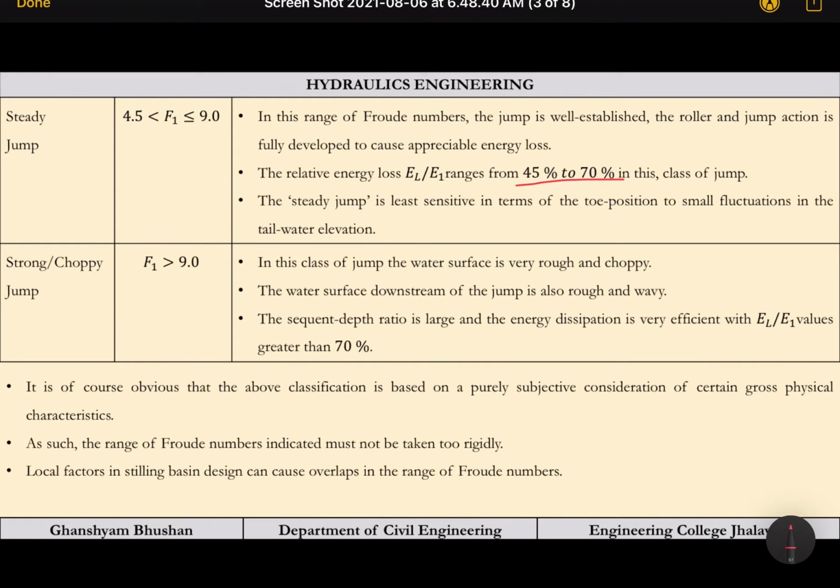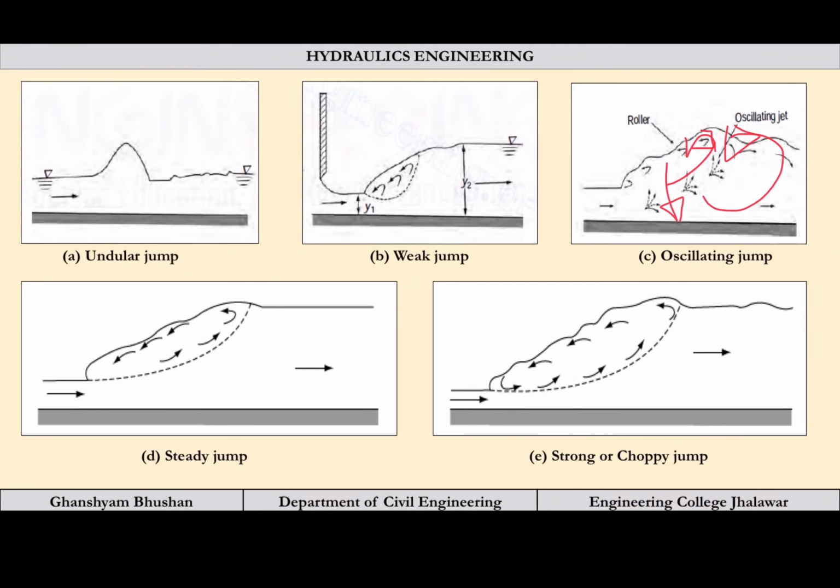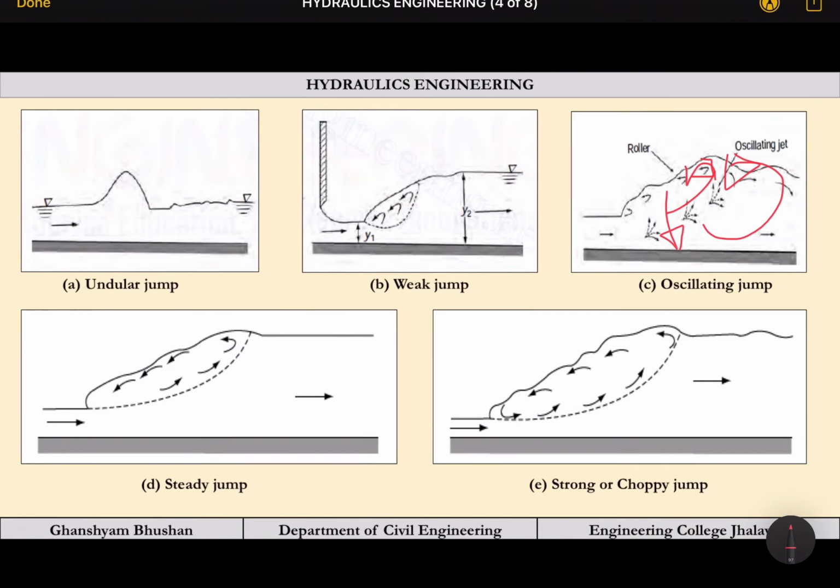Now it is of course obvious that the above classification is based on purely subjective consideration of certain gross physical characteristics. So it is not hard and fast that if the Froude number is exactly 4.5, then it will be a steady jump. These are indicative numbers. As such, the range of Froude number indicated must not be taken too rigidly. Local factors in stilling basin design can cause overlaps in the range of Froude numbers. So this I have already discussed. You can have a look at the steady jump, and this is a strong or choppy jump.